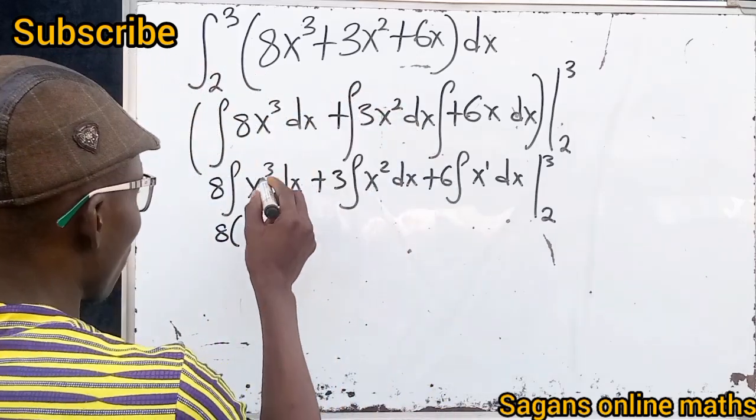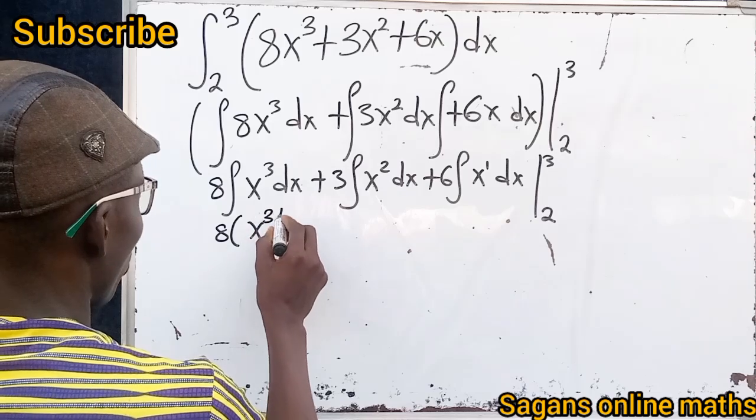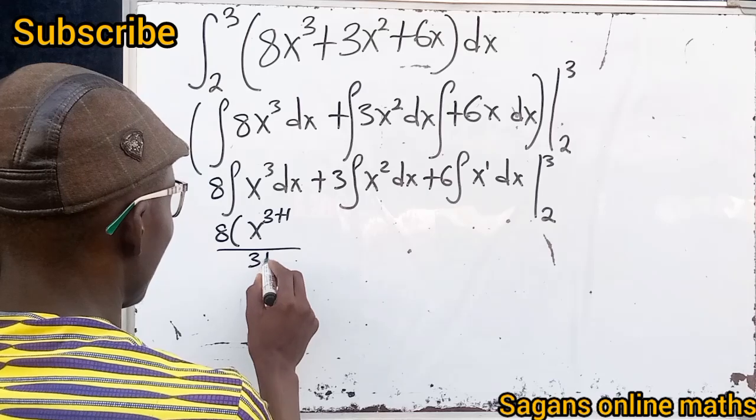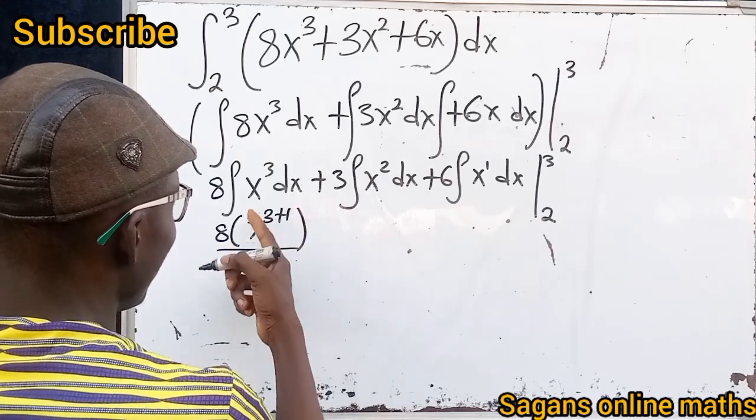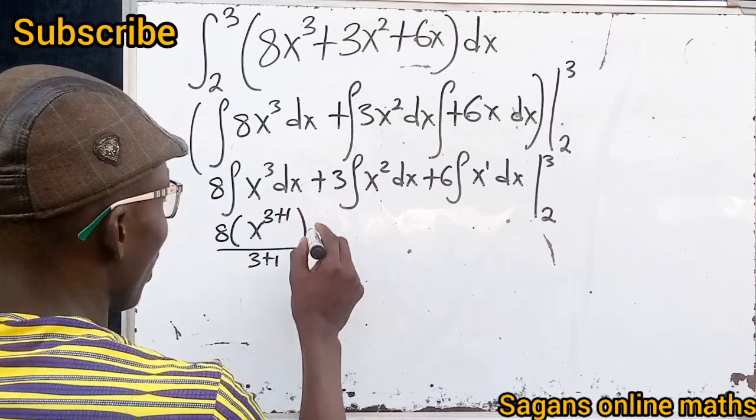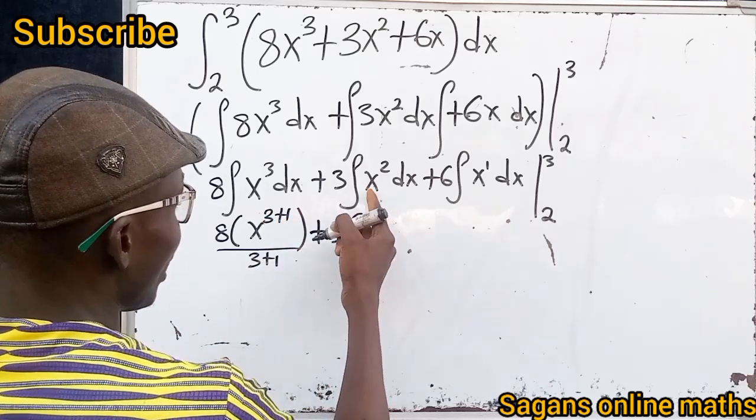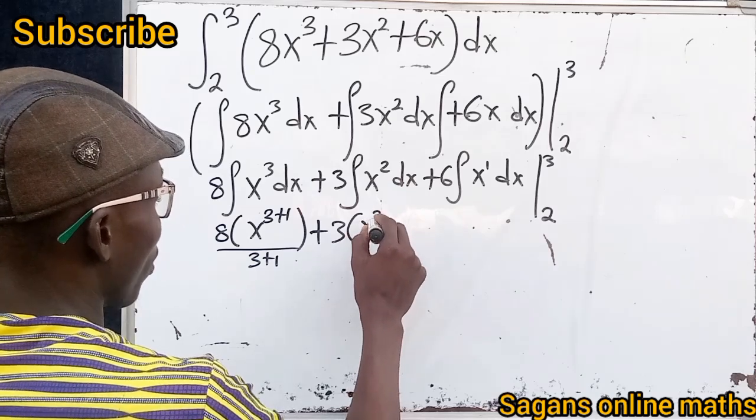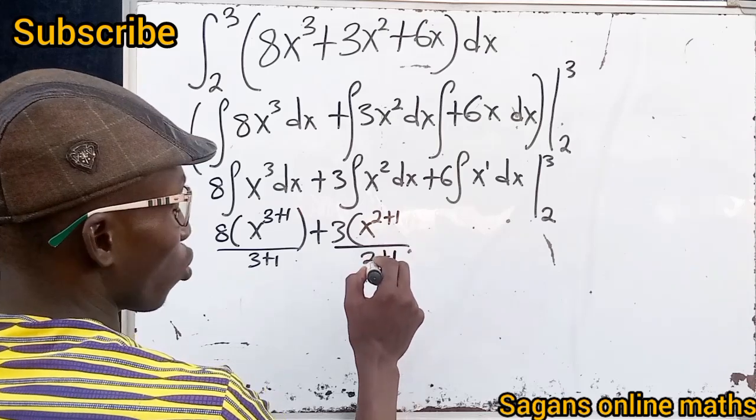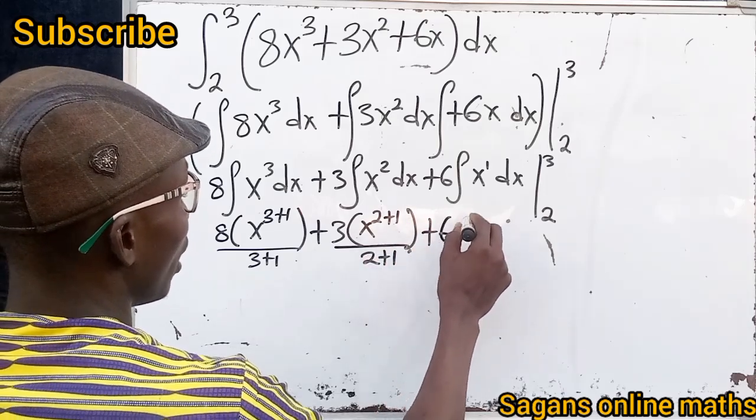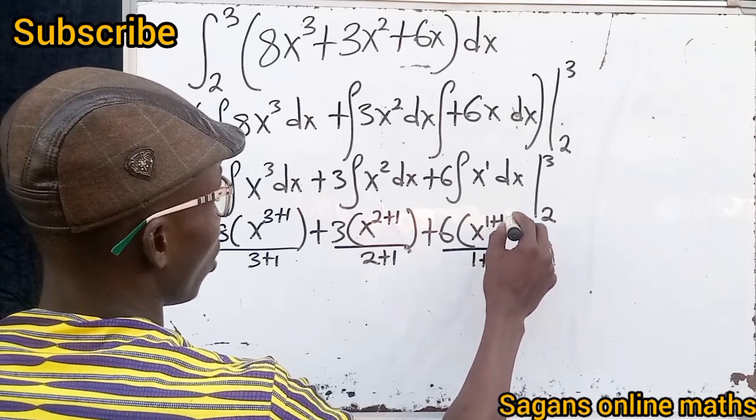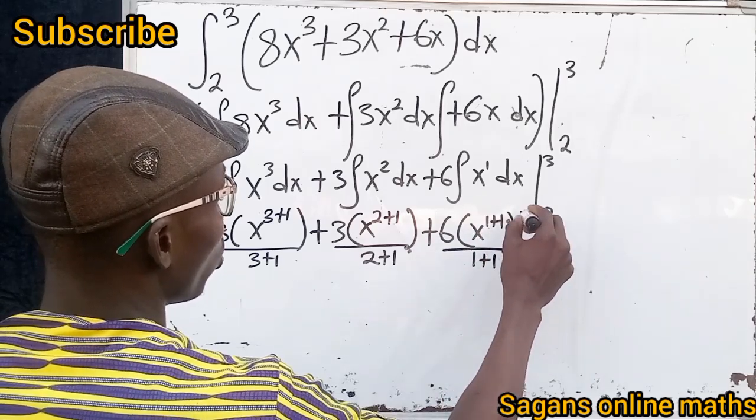Now we add 1 to the power here. This power, which is 3, we add 1 to it, then divide by the same thing as the denominator, 3 plus 1. Whenever we add 1 to the power, we have integrated. Then plus 3 times x squared integrated: add 1 to the power, divided by 2 plus 1. Plus 6 times x to the power 1 plus 1 divided by 1 plus 1. Don't forget our boundary is from 2 to 3.